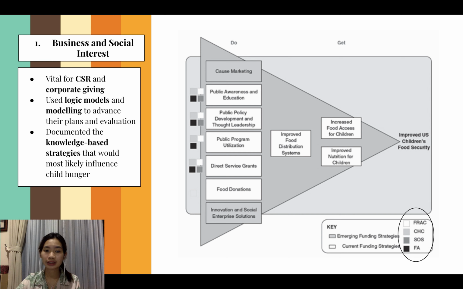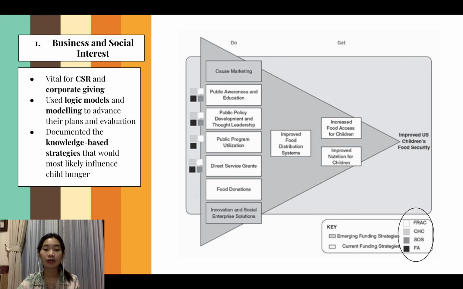Actually, aligning business and social interests isn't a new idea because it is very vital in CSR, or corporate social responsibility, and also corporate giving. Therefore, the company itself uses logic model and also modeling to advance their plans as well as evaluation. The company is called ConAgra. So ConAgra's food operating principles are simplicity, collaboration, imagination, and also accountability, as you can see in the program logic model that is on the right.